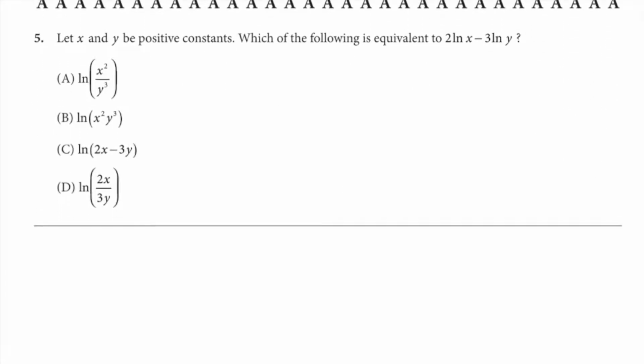Let x and y be positive constants, and we're going to do some log properties. Okay, so I think the first thing I'm seeing is the subtraction. And so I'm going to say that the log of a minus the log of b is equal to the log of a divided by b. And when I say log, I do mean natural log. Then we've also got these multipliers here, which I think I am going to have to deal with first.